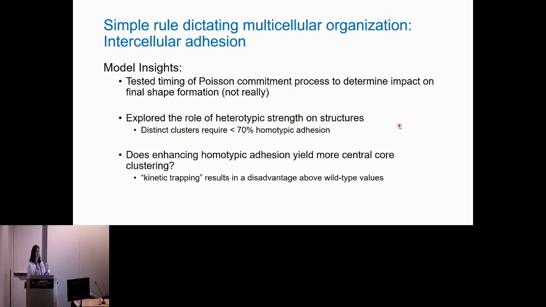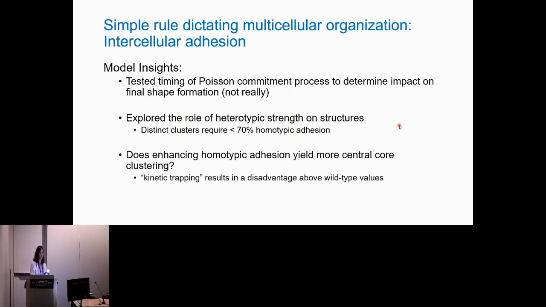So if you were to jack up the level of adhesion, could we actually get something with a more central core of clustering? And what we found is that kinetic trapping was actually a disadvantage, because it was too strong and things would wall off, preventing the escape of particular cells from a cluster.